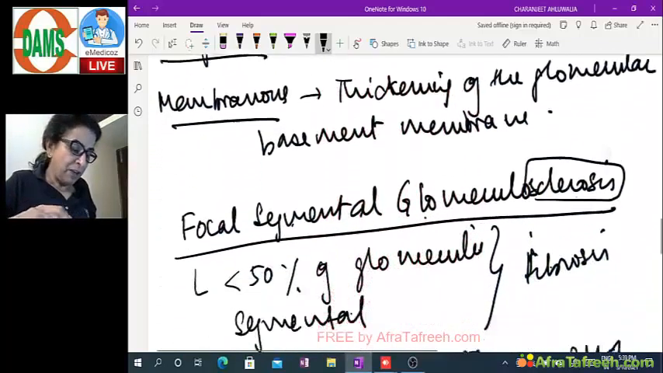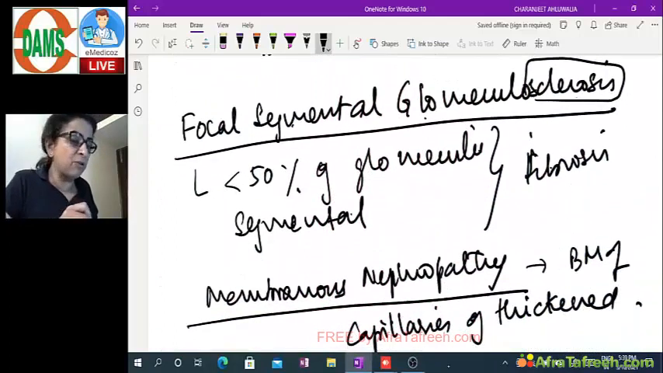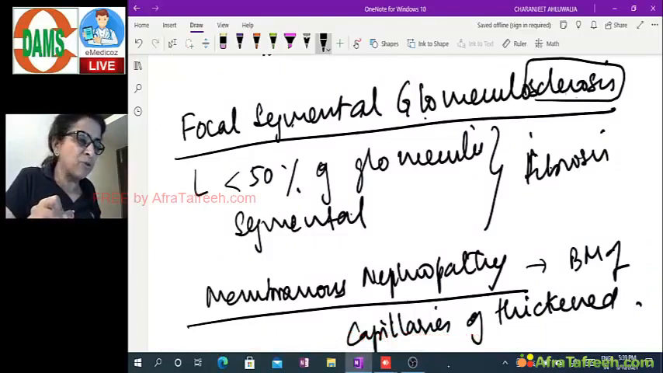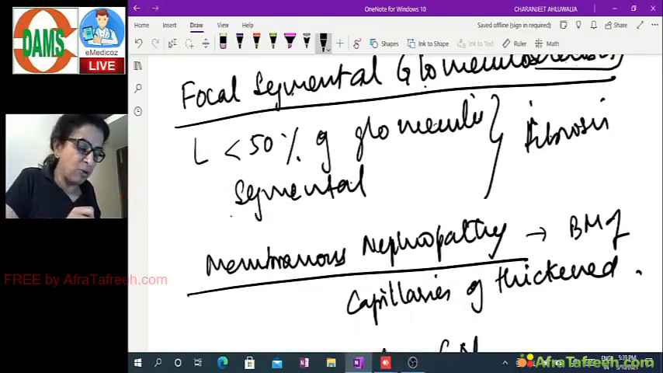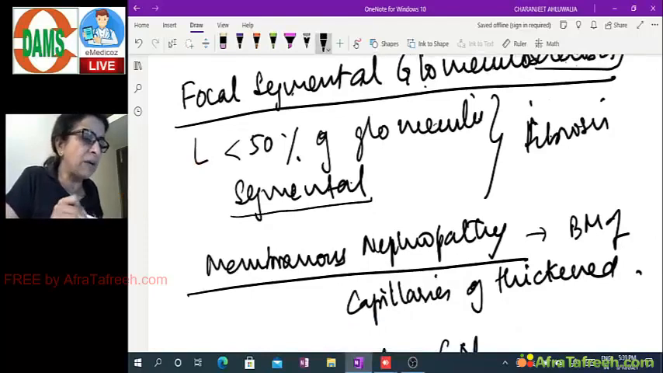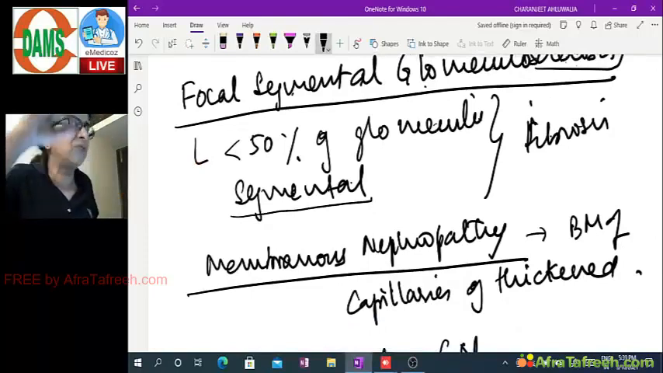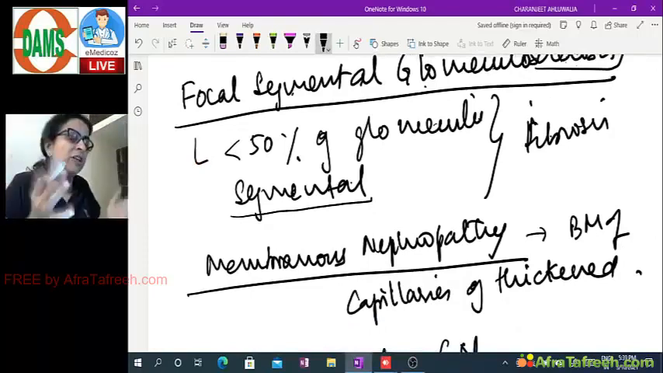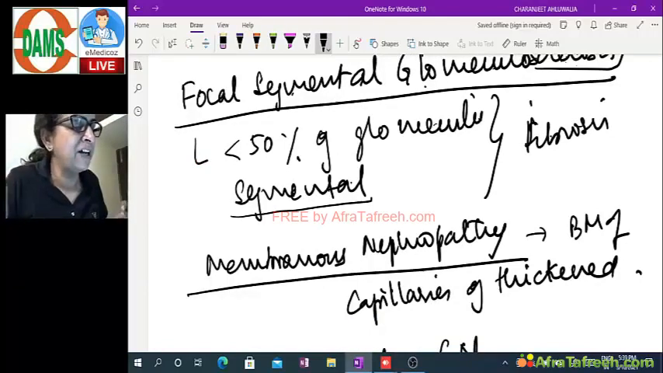So now, focal segmental glomerulosclerosis means, number one, sclerosis means fibrosis. So the glomeruli are showing fibrosis. How many? Less than 50% of the glomeruli are showing fibrosis, and in each glomerulus this fibrosis is involving only a part of the glomerular capillary tuft. It is not involving the entire glomerular capillary tuft. Okay, Asad, I hope the difference between the two is clear to you now.